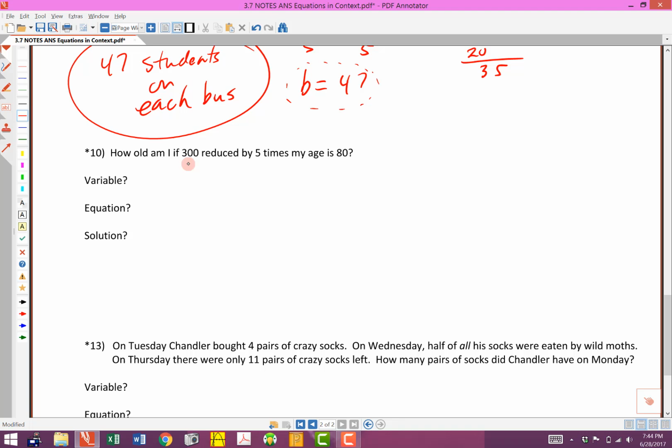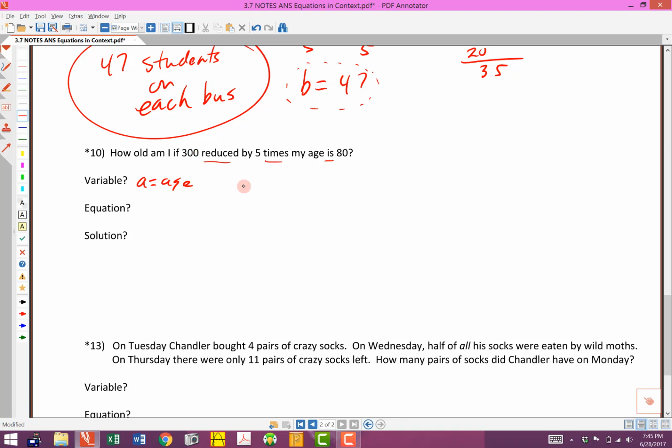How old am I if 300 reduced by 5 times my age is 80? Now there are a couple words here that we want to catch on to. There are definitely some numbers here, but reduced and is. And times, I guess that one's important too. So how old am I? So what we were looking for is the age. So we're going to say A is age.